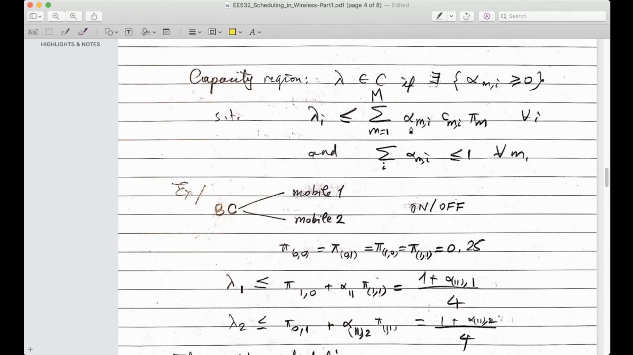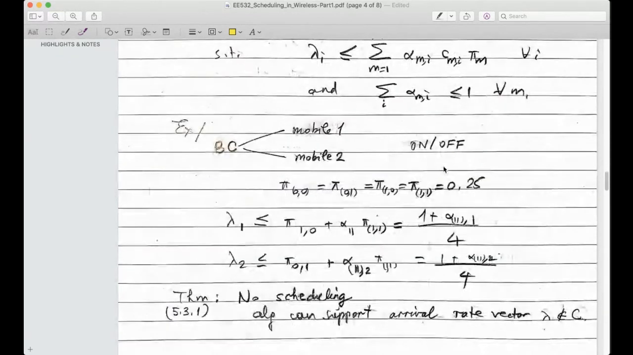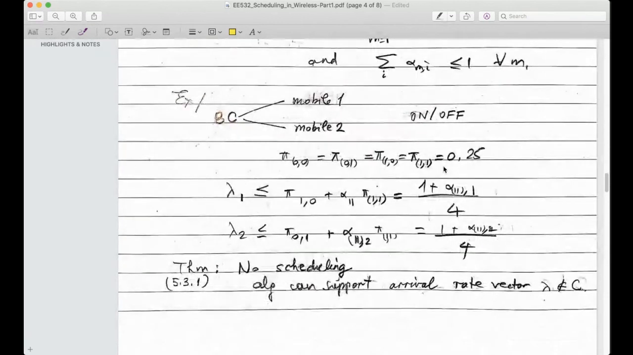Okay, so this sum is essentially an expected service rate seen by user i, and the arrival rate of user i should be upper bounded by this. This is how we define the capacity region. Now let's apply this capacity region to an example.